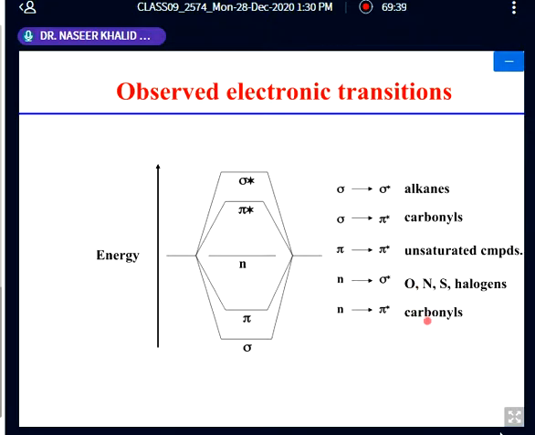Now there is another, carbonyl pi star, that is the non-bonding electrons. They jump from non-bonding to a high energy level, that is the pi star. That is in the case of carbonyls, for example. Carbonyl means carbon double bond O, that is aldehydes, as well as carboxylic acids.